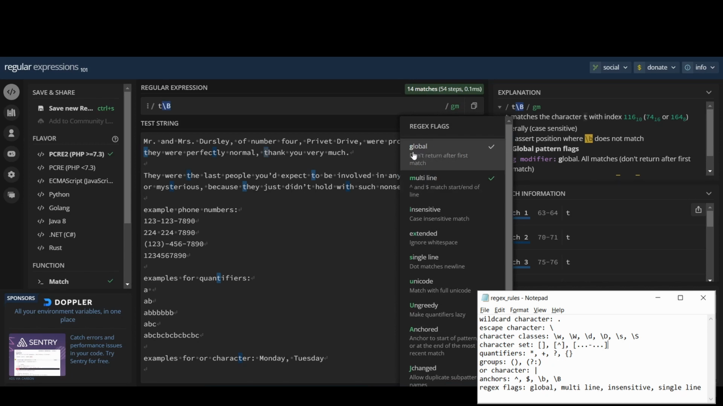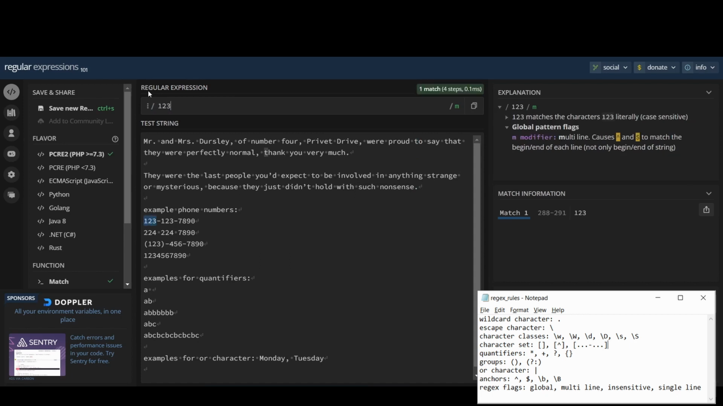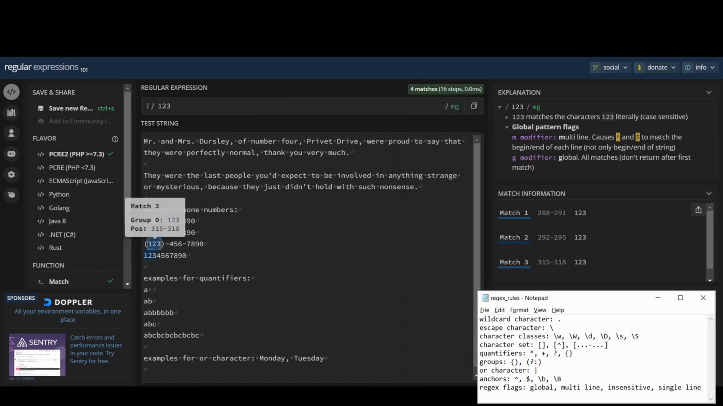Global means that we are going to find all the matches within our text. If we turn it off, then we are simply going to find the first match of our regular expression. For example, if I type 123, we are just going to find the first 123. If we turn the global flag on, then we are going to find all the 123.